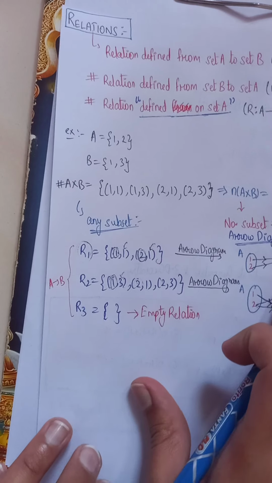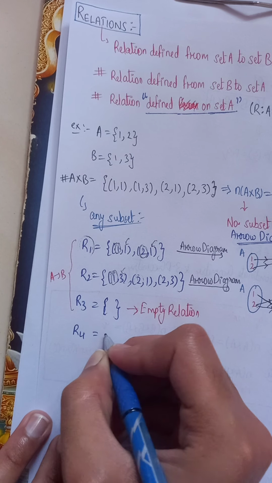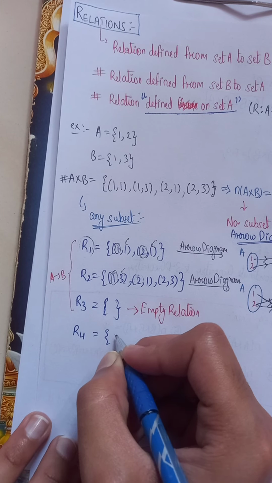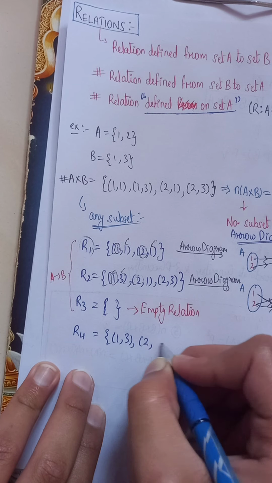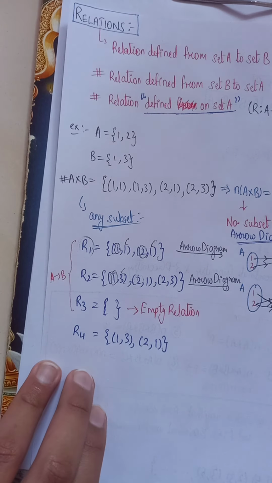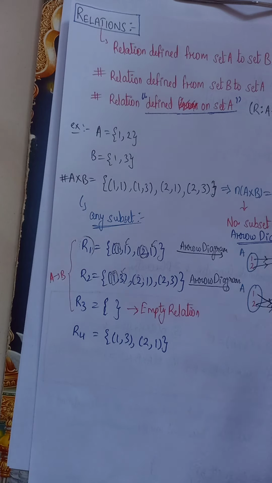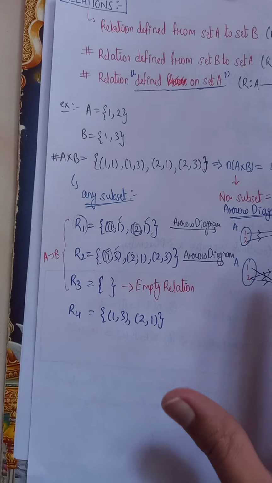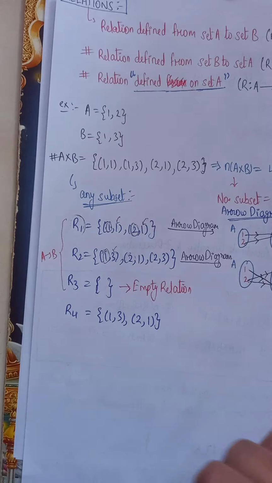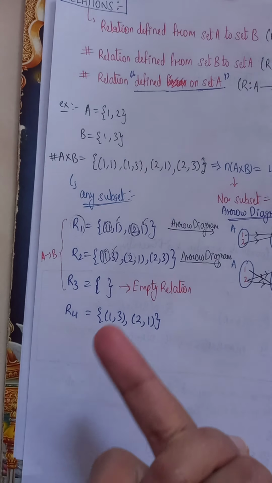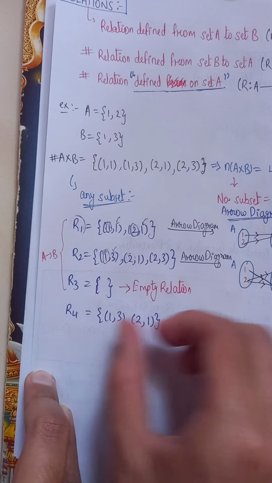Now I would like to give you homework. R4, this is a simple one. Just draw the arrow diagram for 1 comma 3 and 2 comma 1. This is the same as the previous one, so just point the arrow mark like that.